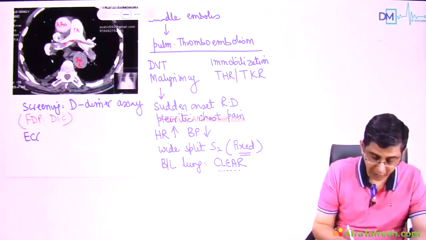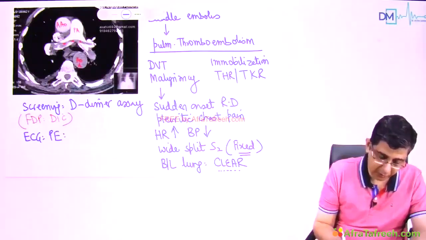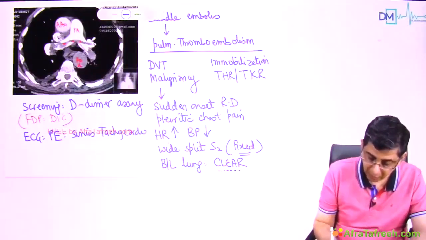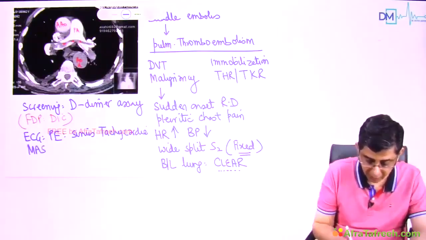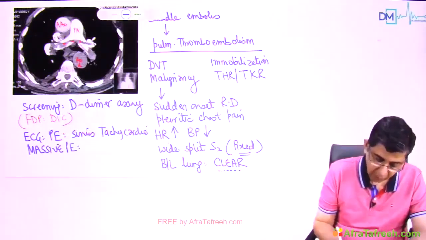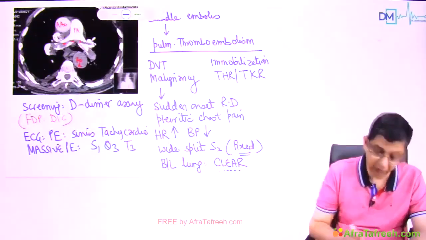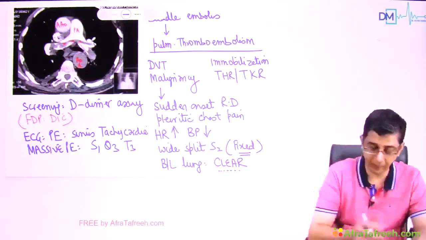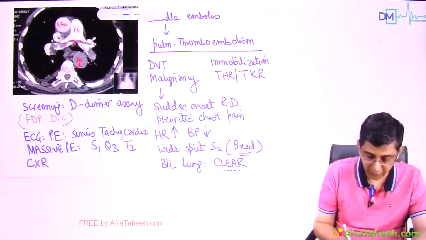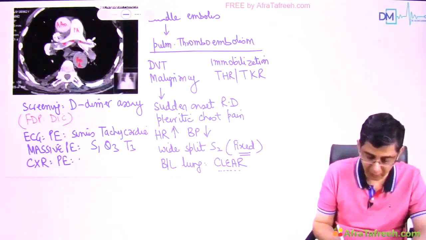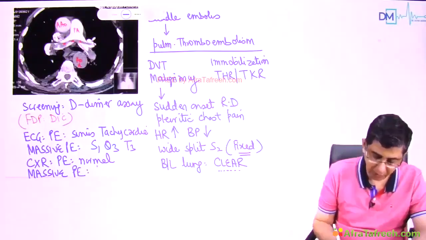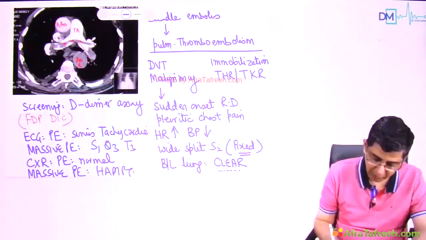In the ECG of this particular patient, if he says what is the ECG finding of pulmonary embolism, the answer would be sinus tachycardia. But if he gives you a scenario of a massive pulmonary embolism, only then you will answer the classical term S1Q3T3, which is deep S waves in lead 1, deep Q waves in lead 3, and inverted T waves in lead 3. In the chest X-ray of this particular patient, if he says pulmonary embolism, the answer would be normal. But if he specifies the word massive pulmonary embolism, only then you will remember the classical term for the X-ray which I've shown you earlier, that is in the form of a Hampton hump.